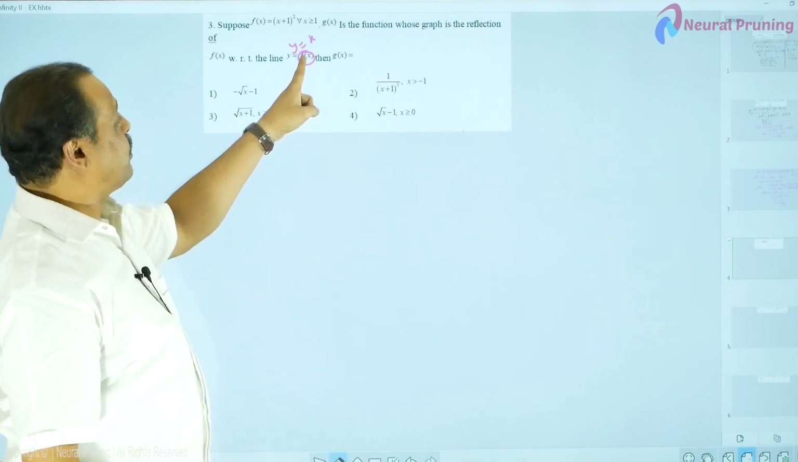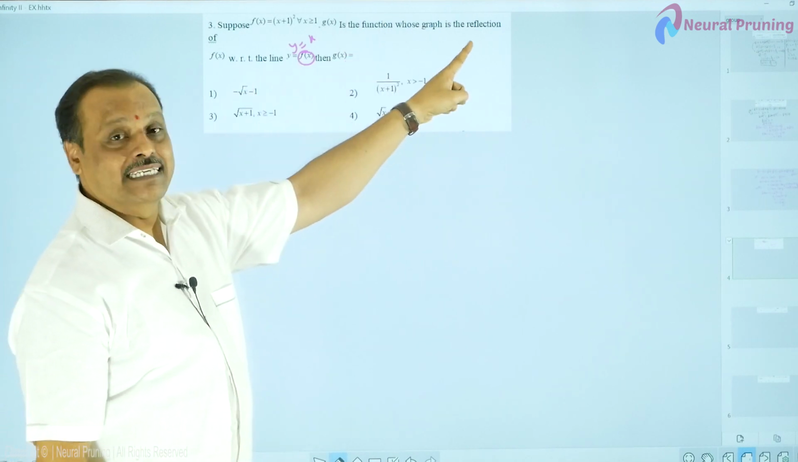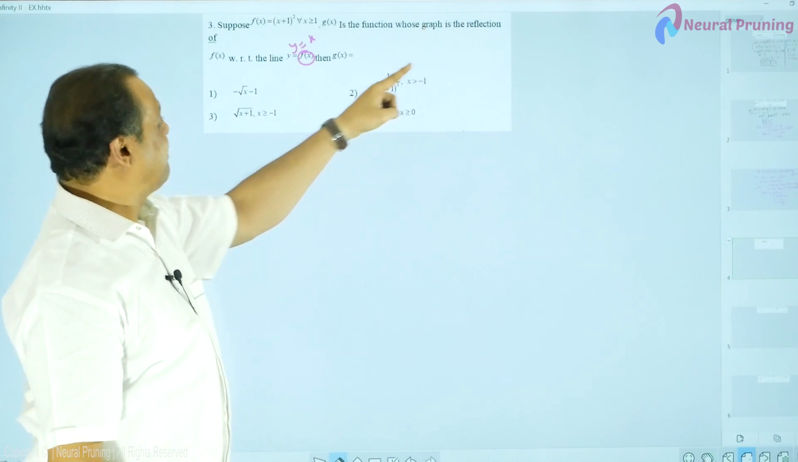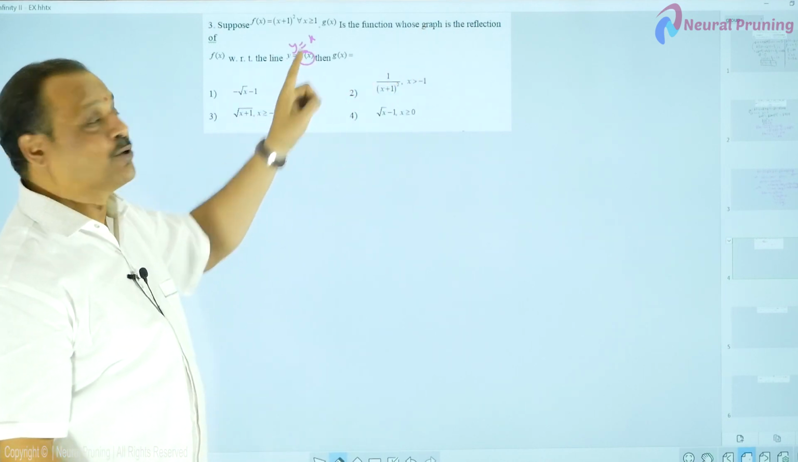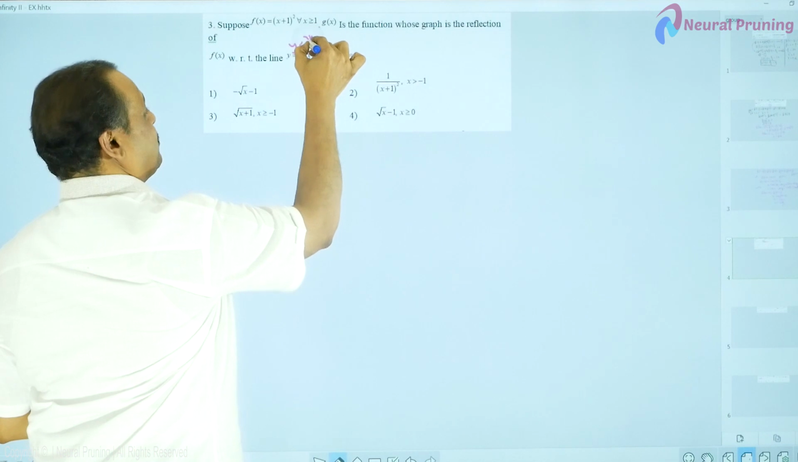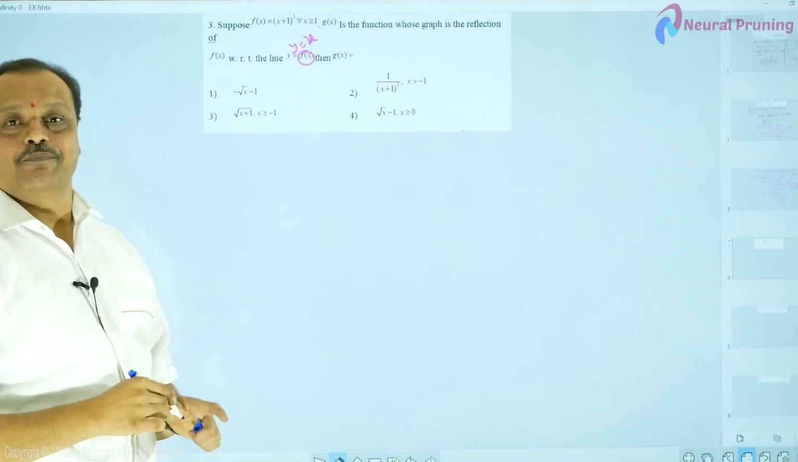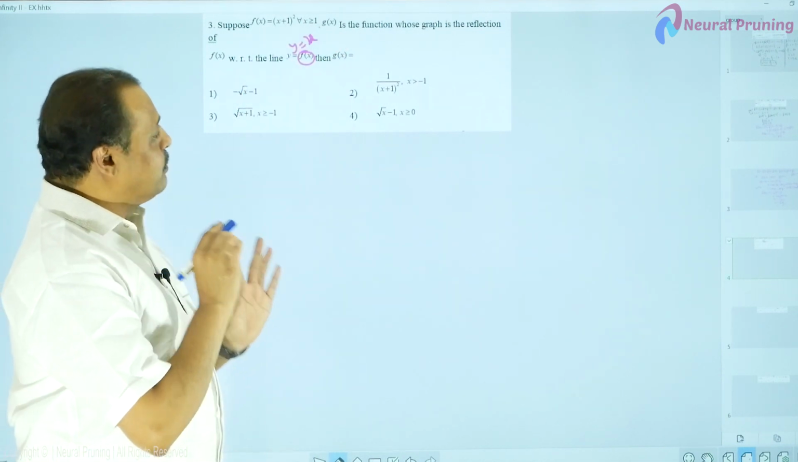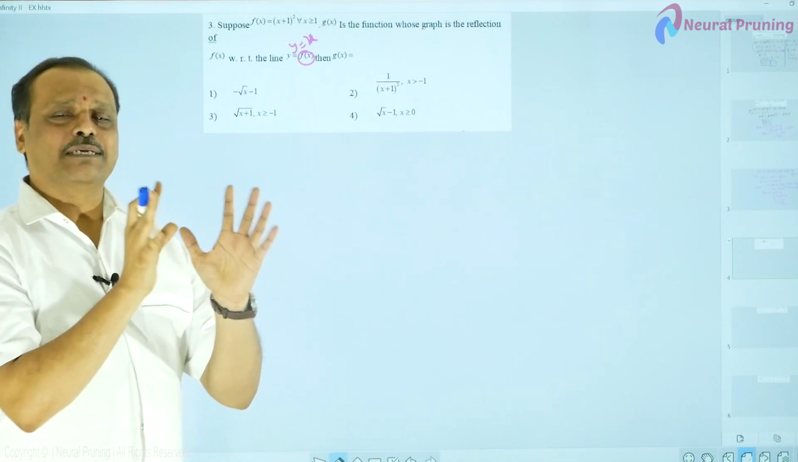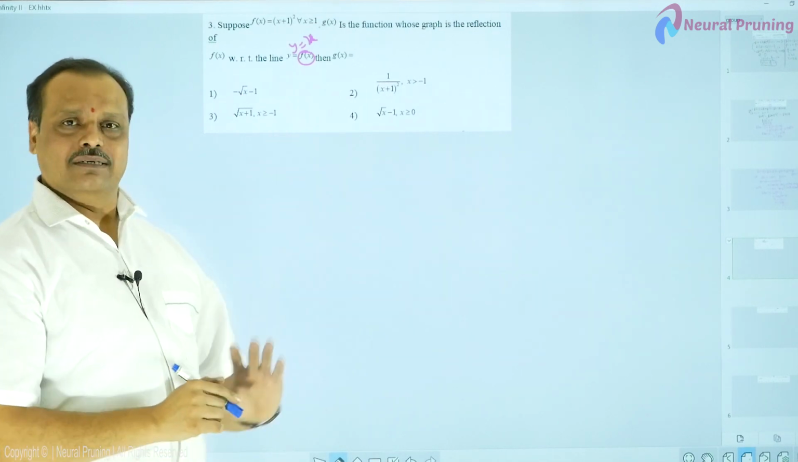A small correction in the problem: g of x is the reflection with respect to the line y is equal to x. Now here we need to consider something important. What is the prerequisite for this type of example?